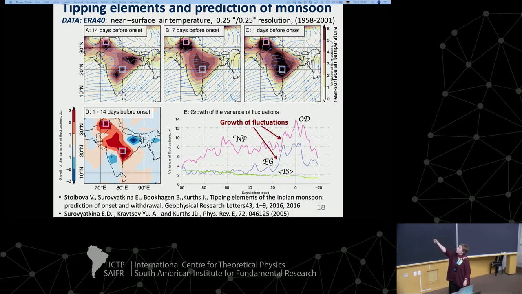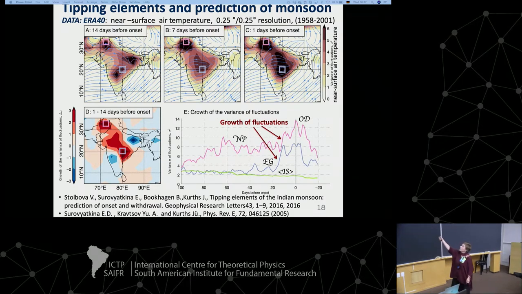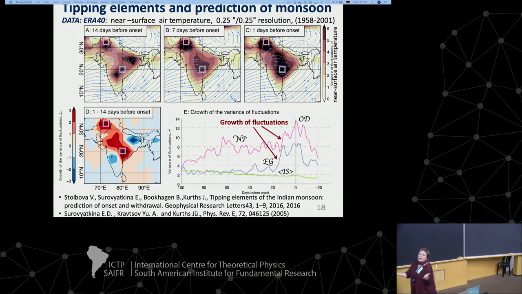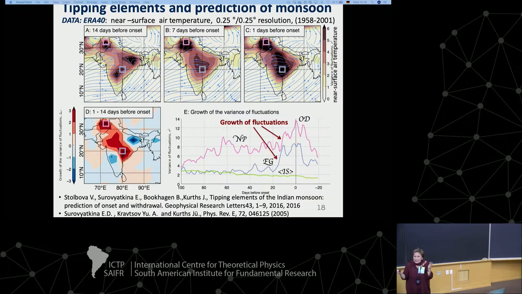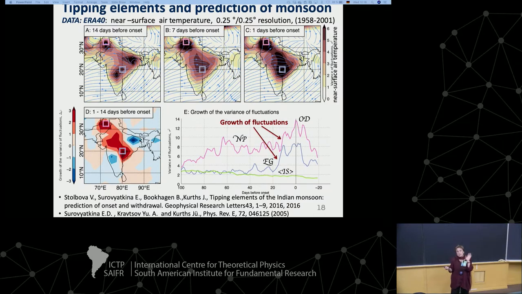Then we have two regions. And finally, 1 day before onset of monsoon, we have very high fluctuation in two regions. Why? What is it? Is it a tipping element or what? How to explain this? But from a meteorological perspective, it's not surprising that high fluctuation appears there.